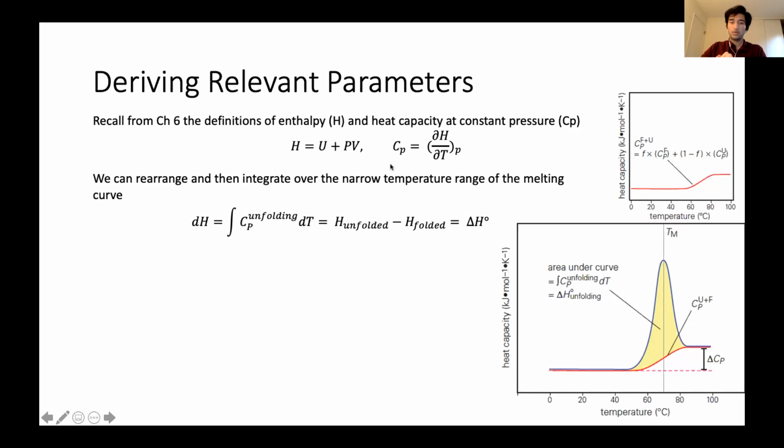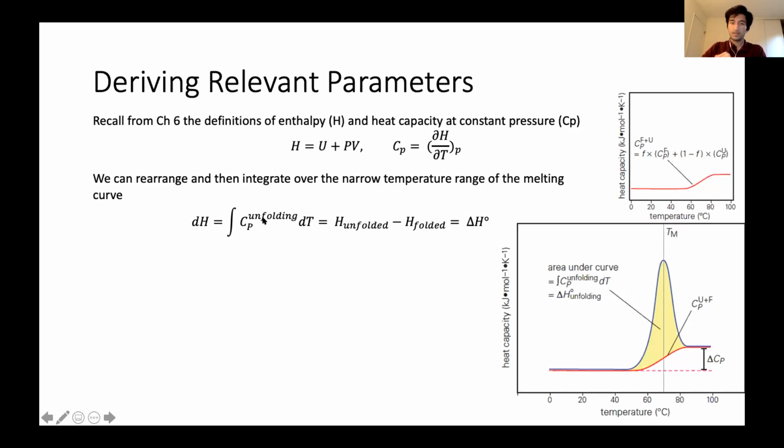And then what we can notice from this expression is that if we're interested in getting our dH term, what we have to do is just multiply the delta T onto this side and take the integral. And this is a pretty important step right here, because notice that we're looking at the heat capacity at constant pressure of unfolding, which is a very specific type of heat capacity in this process.